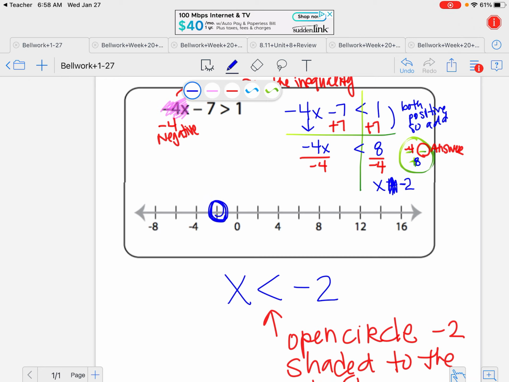I'm going to leave it an open circle because it didn't say equal to, and then I would shade everything to the left of the circle because it now says less than. Any number less than -2 would make this statement true.